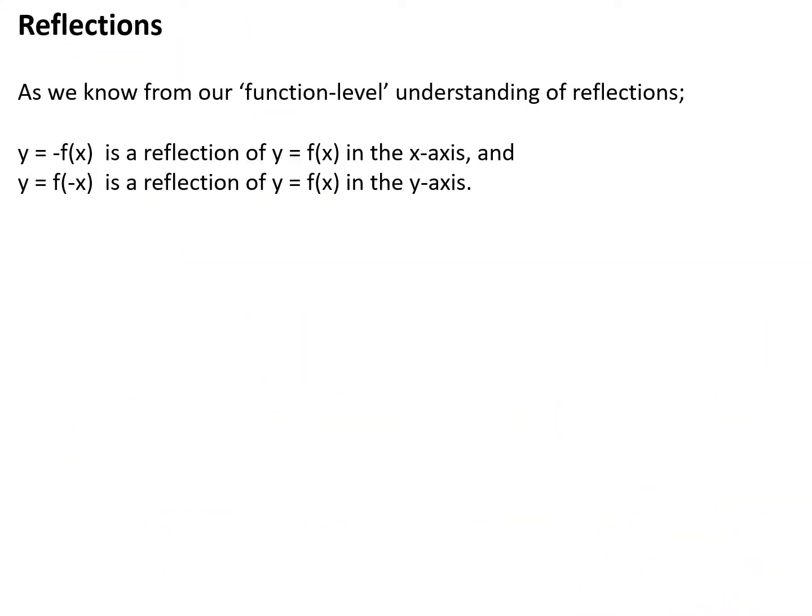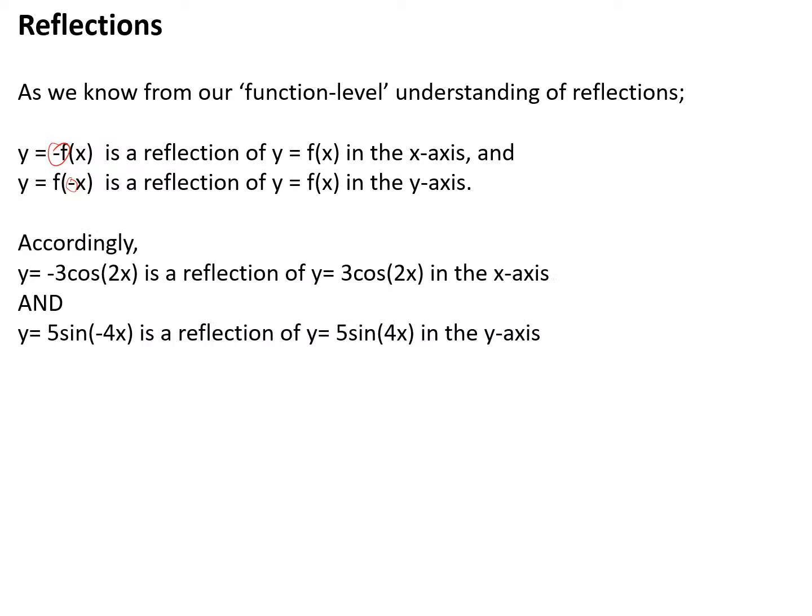So let's look firstly at the reflections. As we know from our function-level understanding of reflections, y equals negative f(x), the negative in front of the function, is a reflection of y equals f(x) in the x-axis. And the second one, y equals f(negative x), the negative here is a reflection of y equals f(x) in the y-axis. Here are two examples. Example: y equals negative 3 cos 2x. The negative tells us there is a reflection of y equals 3 cos 2x in the x-axis. And the second one, the negative inside the sine function tells us there is a reflection of y equals 5 sine 4x in the y-axis.